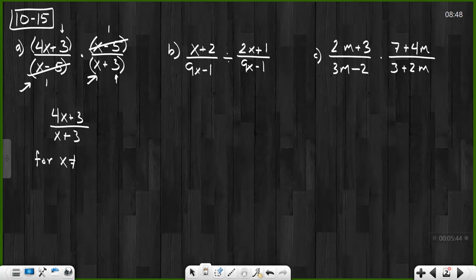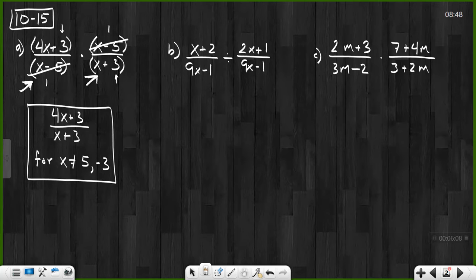So in this case, what value of x would make x minus 5 equal to 0? Well, that is 5, so x can't be 5. What value of x would make x plus 3 equal to 0? Well, that is negative 3, so x is not allowed to be negative 3. So this expression will always simplify down to 4x plus 3 over x plus 3 as long as x does not equal 5 or negative 3.